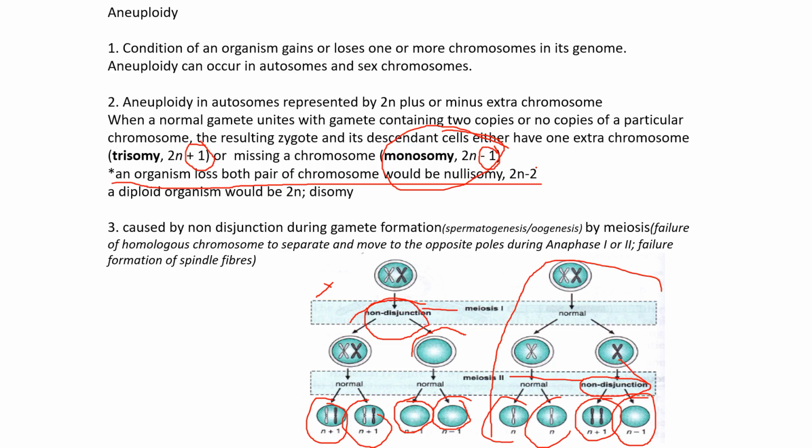Now this aneuploidy in autosomes is caused by non-disjunction during formation of gamete, which is this autosomes aneuploidy occurs during spermatogenesis or oogenesis.